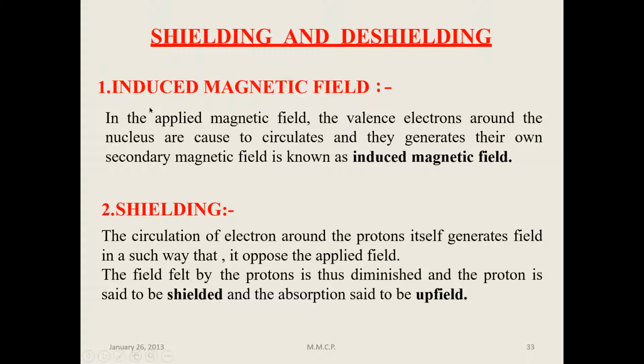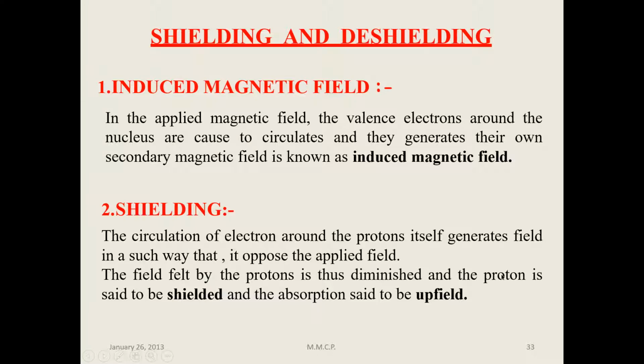Hence, the induced magnetic field. In case of applied magnetic field, the valence electrons around the nucleus cause to circulate and they generate their own secondary magnetic field known as the induced magnetic field. So, this circulation of electrons around the protons generates a field in such a way that it opposes the applied field. Hence, the field felt by protons is thus diminished or decreased.